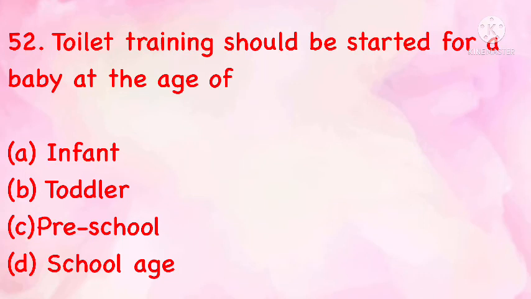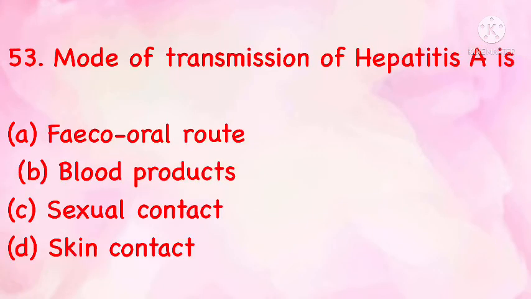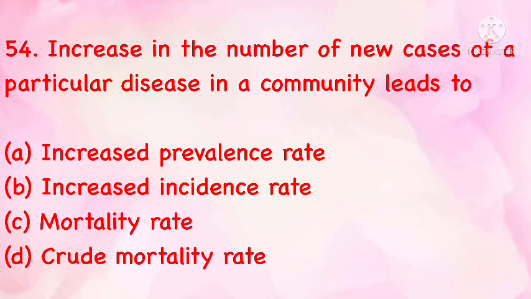Toilet training should be started for a baby at the age of infant, toddler, preschool, school age. The correct answer is B, toddler. Mode of transmission of hepatitis A is fecal-oral route, blood products, sexual contact, skin contact. The correct answer is A, fecal-oral route. Increase in the number of new cases of a particular disease in a community leads to increased prevalence rate, increased incidence rate, mortality rate, acute mortality rate. The correct answer is B, increased incidence rate.